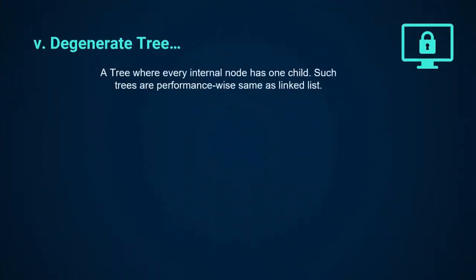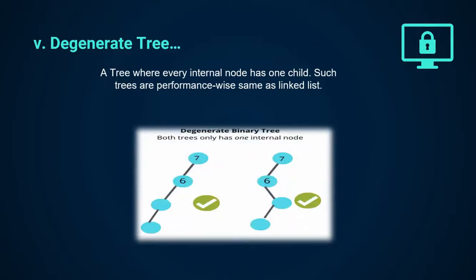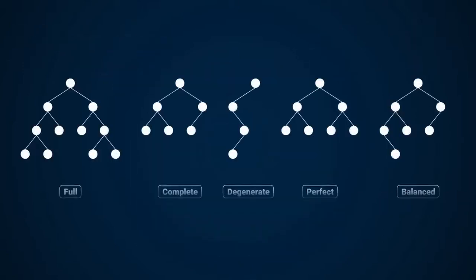And our last type is a degenerated tree. It is very easy to understand. The tree where every internal node has 1 child is called a degenerated tree. It is similar to a linked list.